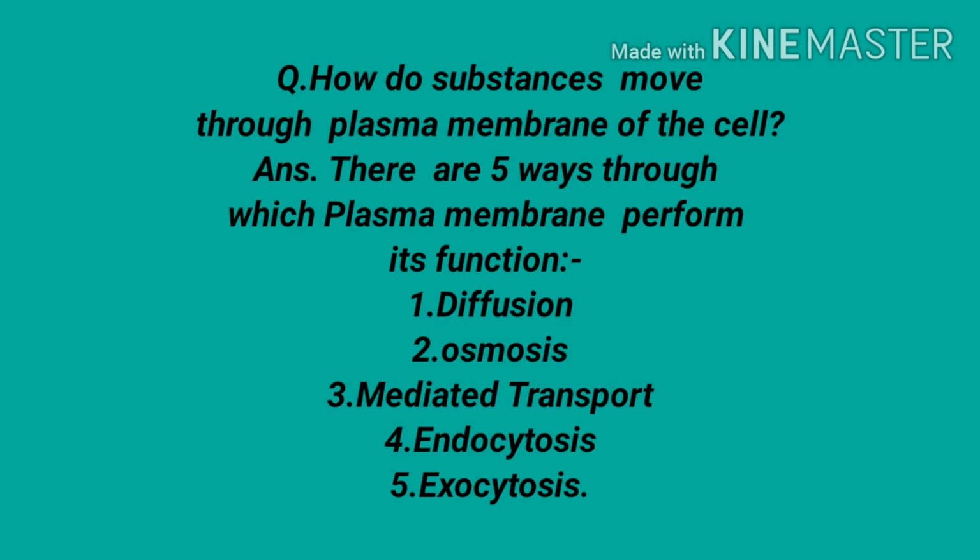Now what is our next question? How do these substances move through the plasma membrane of the cell? The answer is there are 5 ways through which the plasma membrane performs its function. These are diffusion, osmosis, mediated transport, endocytosis and exocytosis.